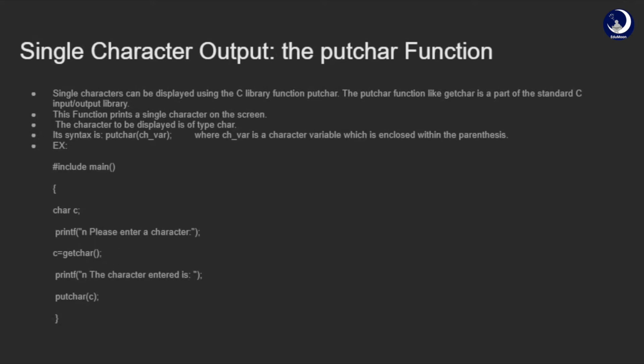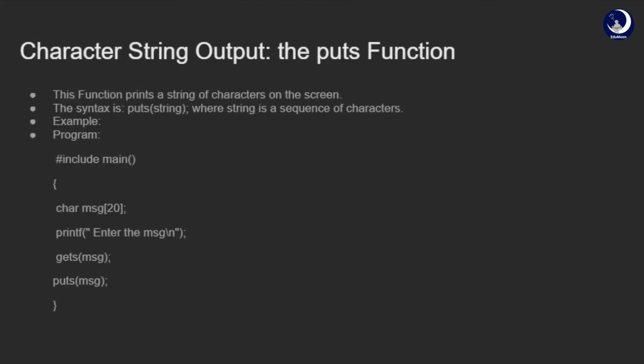After the single character output function, we have character string output or the puts function. This function prints a string of characters on the screen, and the syntax is puts string, where string is a sequence of characters. In this program, we take in the message using gets, where message is the string, and on pressing enter, the next statement, which is puts message, prints the entire string. So basically puts is a character string output function.